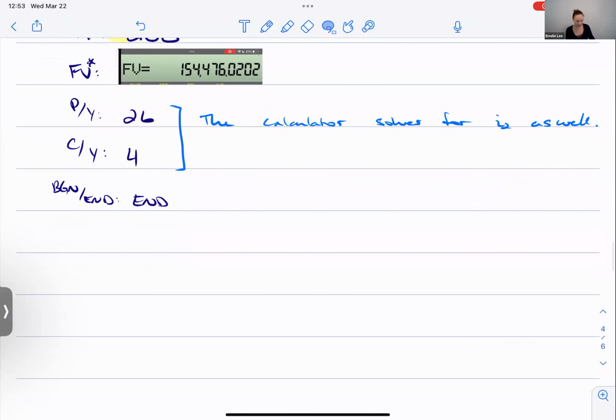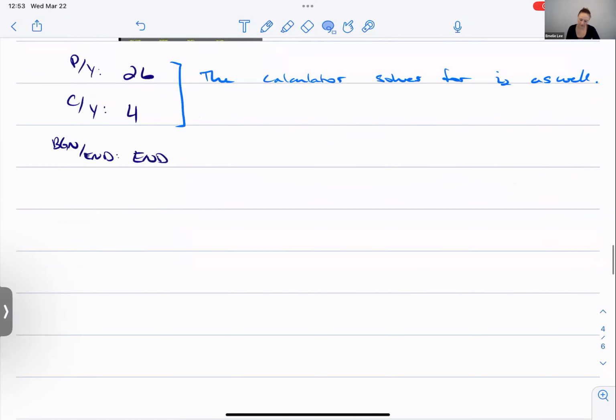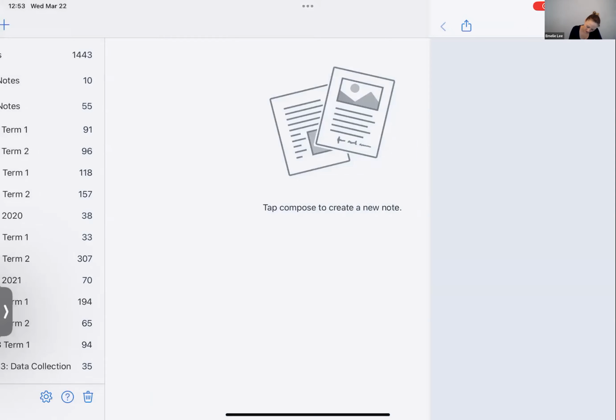Let's do another one, but it's actually one that we need to use the calculator for. We don't need to use the calculator for it, but it's just a little bit too big for us to solve without the calculator.